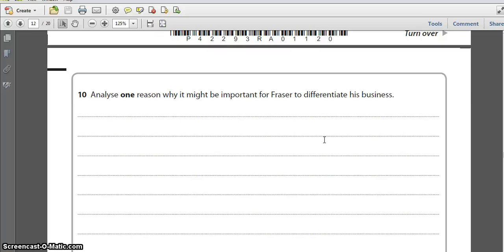Why do you need to differentiate your business? If you are in a market that is very competitive, then you need to make your product stand out from everyone else's in order to try and maximize your sales. You're trying to stand out and get as many sales as possible. Therefore, you differentiate your product. In this case, let me link it to the case study. Fraser differentiates his business because he offers jam made from fruits that other companies do not. So he has super fruits that other companies do not offer. This therefore differentiates his product and may be more appealing to customers, so they may buy his jam as opposed to someone else's. If you wrote something like that, that's going to get you the full marks.